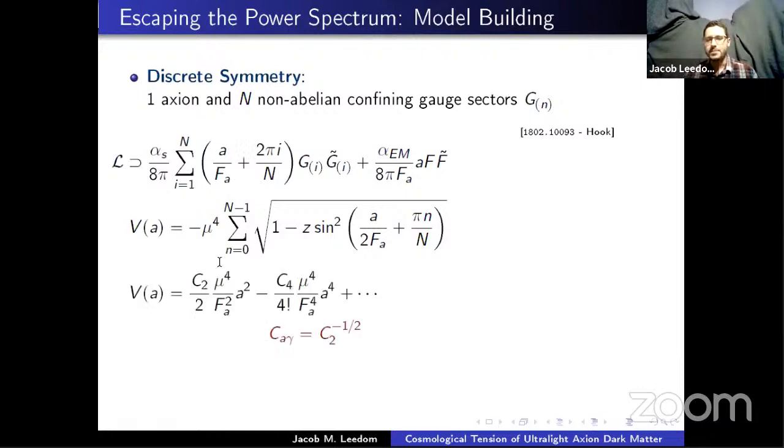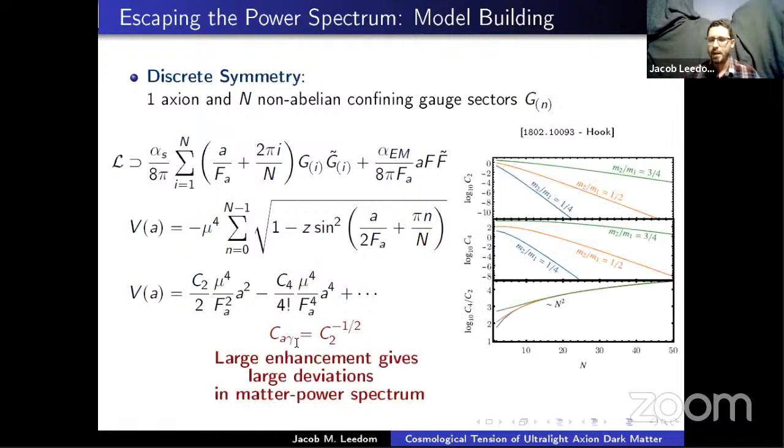So if you do that, you can expand it out to a quadratic and a quartic term, and then you get the axion photon coupling here in terms of C2. And now you can look at how these things grow with n. So as n increases, C2 decreases, which is good. That gives you an enhancement that you're looking for. C4 also decreases, which is fine. But the problem, though, is that C4 over C2 actually grows with n.